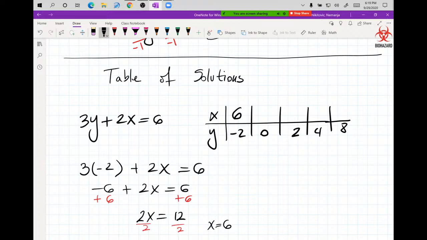Plug in 0 instead of -2, and recompute everything to get x equals a number. So you have to restart the entire calculation. 3 times 0 plus 2x equals 6. And then calculate x. Then restart the problem again and plug in 2. So I'll give you some time to practice that.